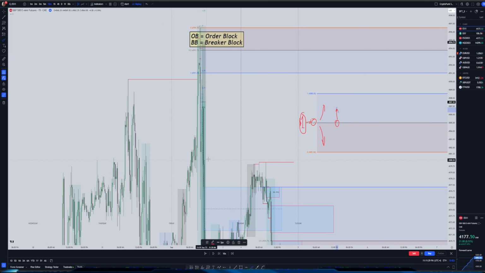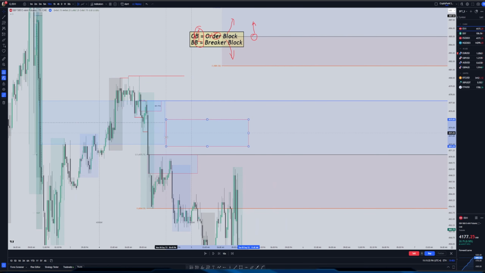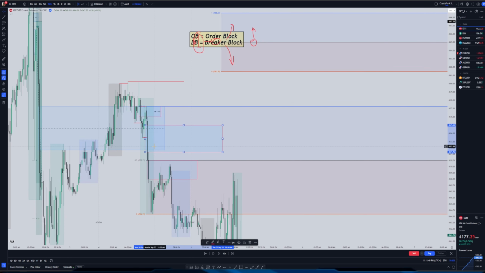I had a reason over here, wherever I marked it, I cannot remember. Here I had a reason for price to go here. I had a fair value gap. That's why I was looking into that.